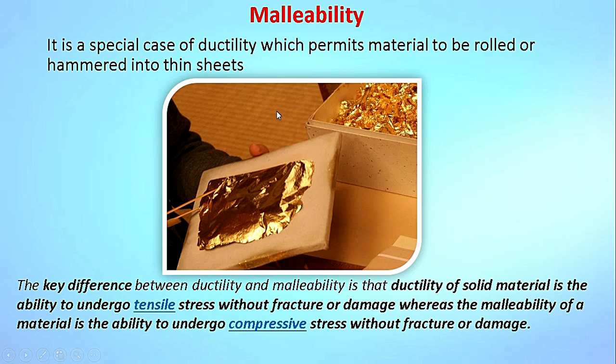So, what is the difference between ductility and malleability? The ductility of a material is the ability to undergo tensile stress without failure or damage, whereas malleability is the ability of a material to undergo compressive stress without fracture or damage.